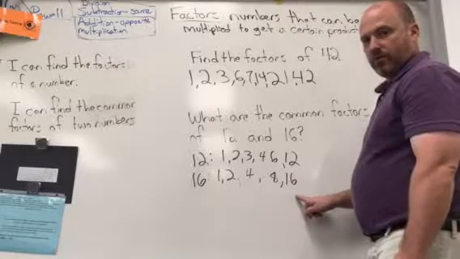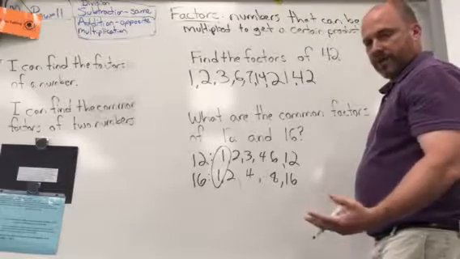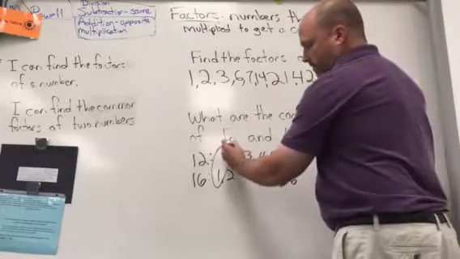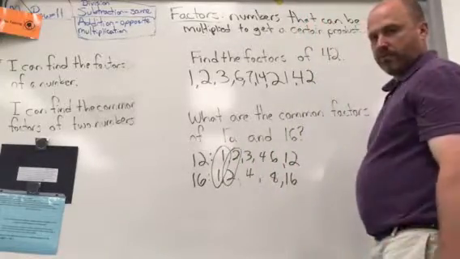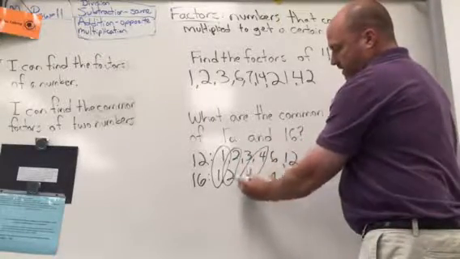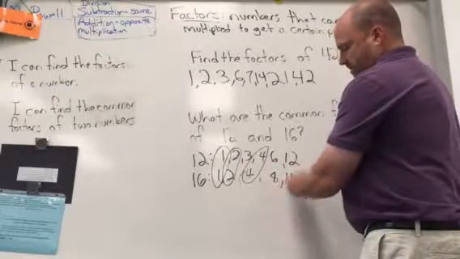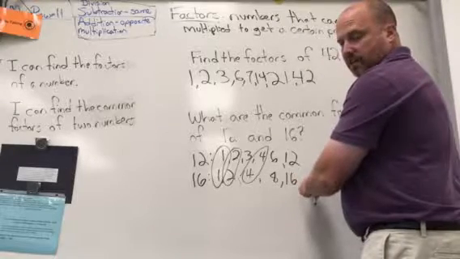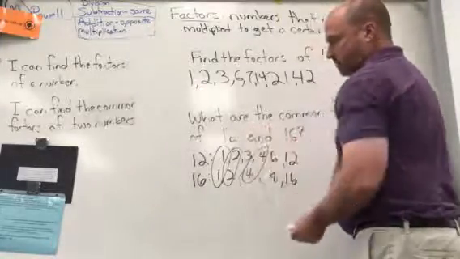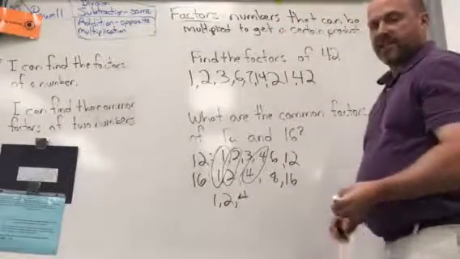The common factors are the ones that are in both lists. So 1 is a common factor. It's always going to be a common factor because every number has 1 as a factor. 2 is in both lists, so 2 is a common factor. 3 is not in both of them, so it's not a common factor. 4 is, because it appears in both. 6, no. 8, no. 12 and 16, no, because none of those numbers are in both lists, so they're not common factors. So the common factors of 12 and 16 are 1, 2, and 4, and that's how you find common factors.